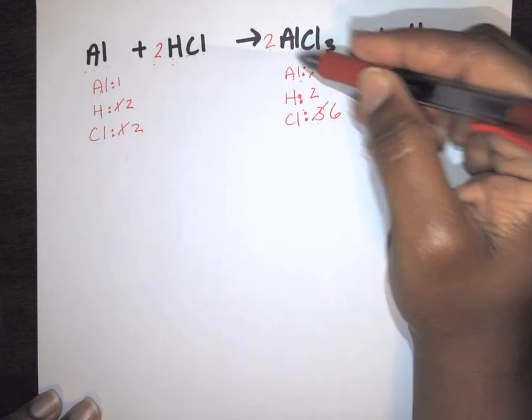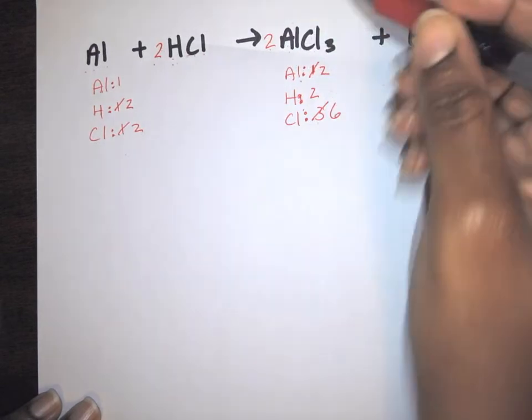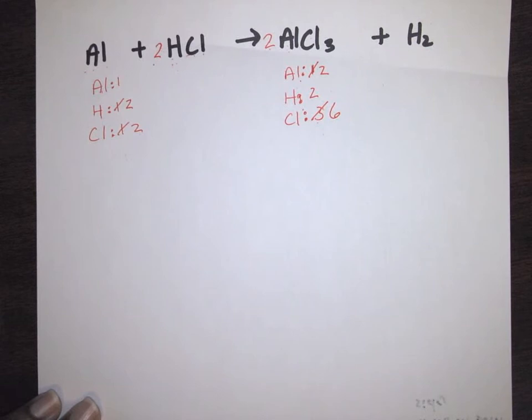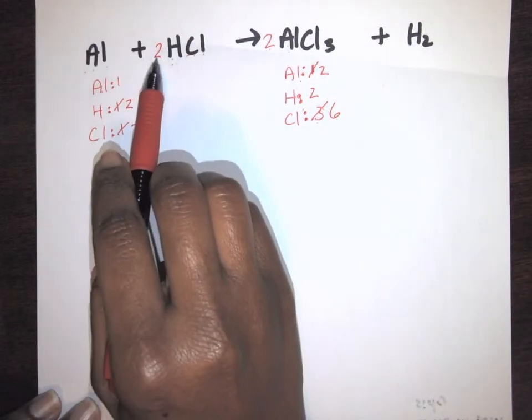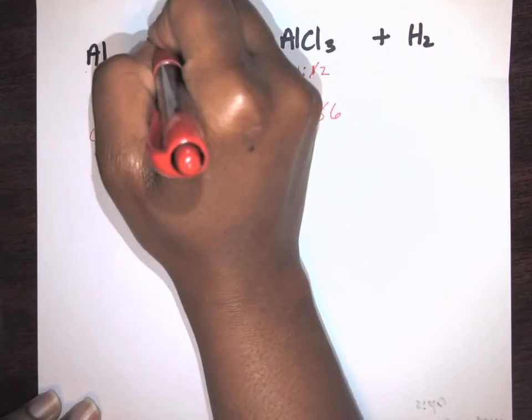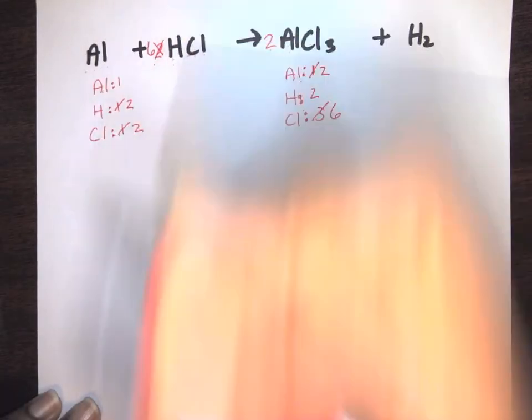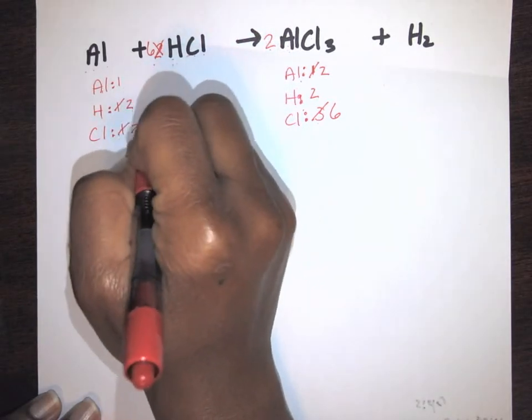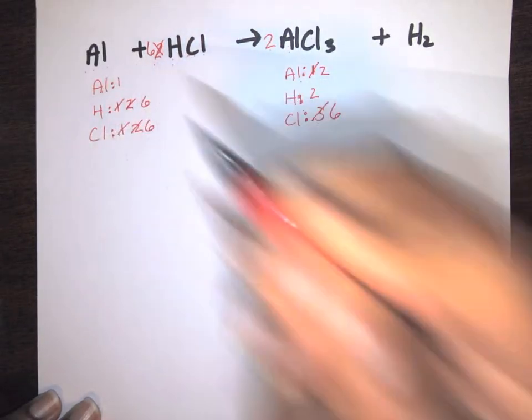All right, so I got 6 chlorines on this side. Well, how can I get 6 on that side? Well, to do that, I'm going to need to change this coefficient, which I had as a 2. I'm going to have to make that a 6. So now the coefficient in front of HCl is a 6. So that changes the chlorine to a 6 and the hydrogens to a 6.